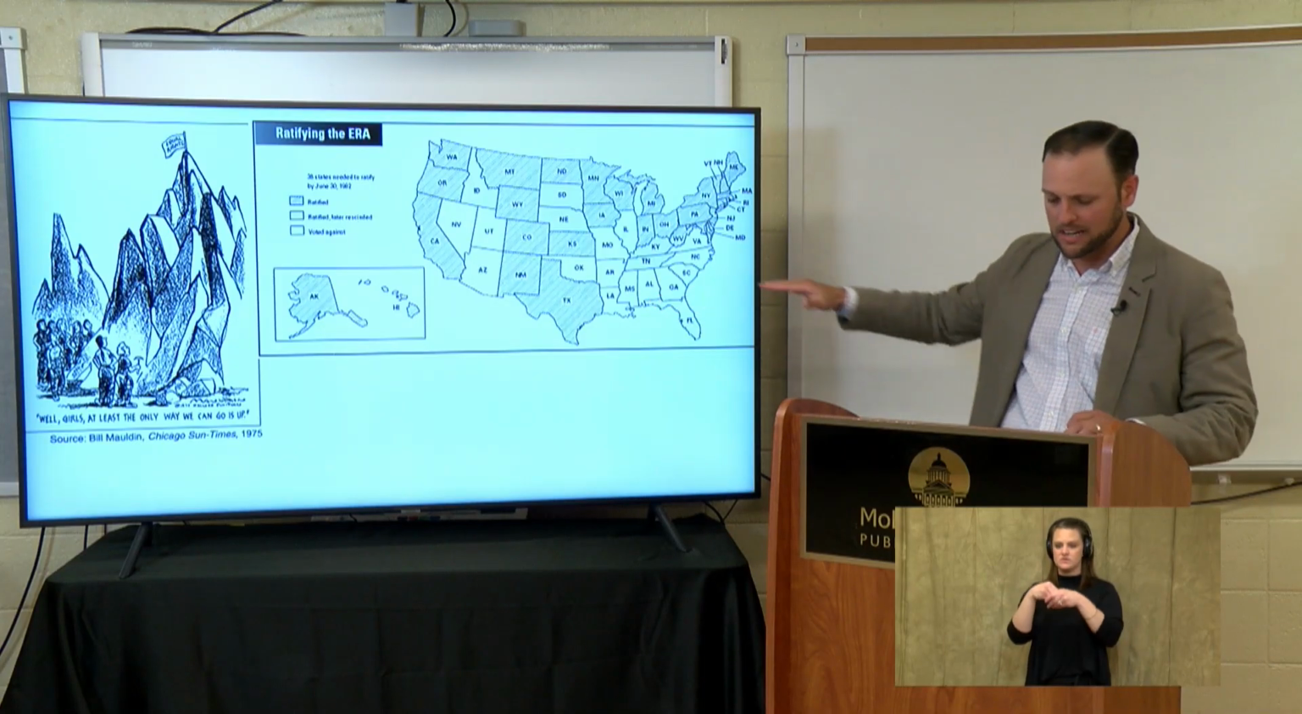Opponents believe that it would lead to drafting of women and husbands losing the responsibility to provide for their families, and even same-sex marriages is what opponents believed would happen. You can see on the map that in the South, many southern states did not accept that.